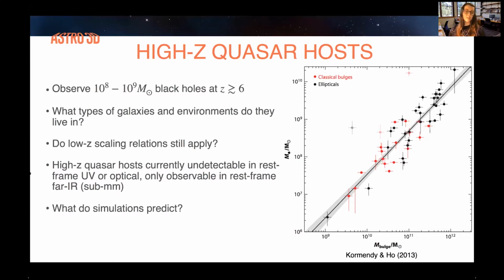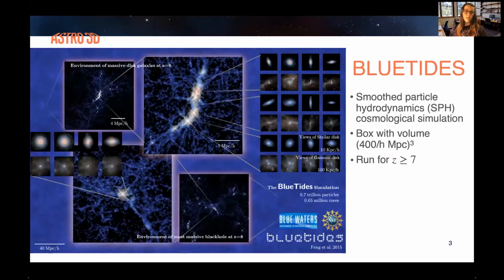So what I'm trying to do is use simulations to predict what the galaxies and environments of these quasars are going to be, and also make predictions for what we should expect with upcoming observations. So for this, I've been using the BlueTides simulation.